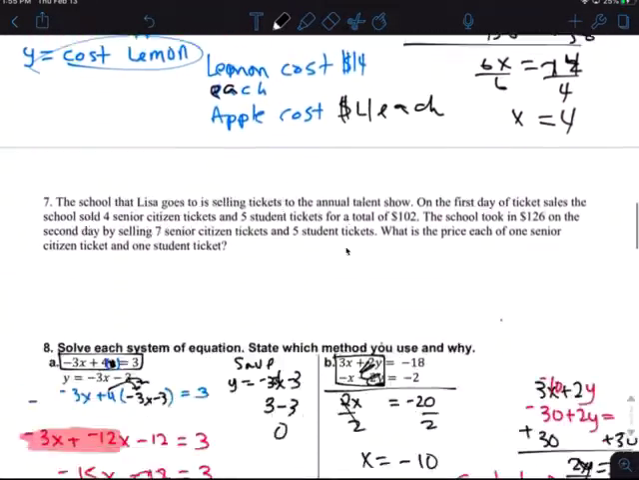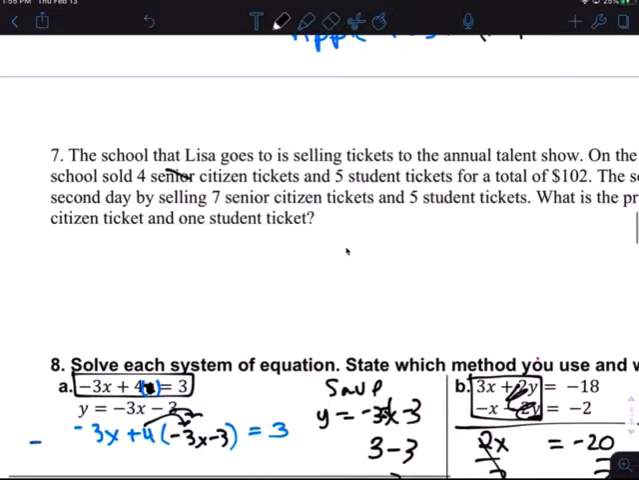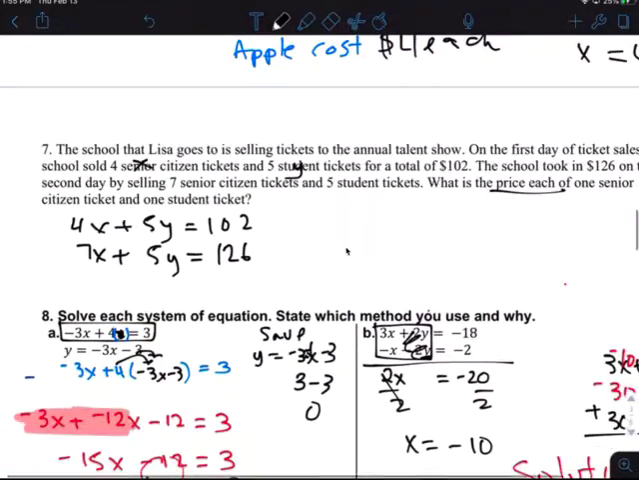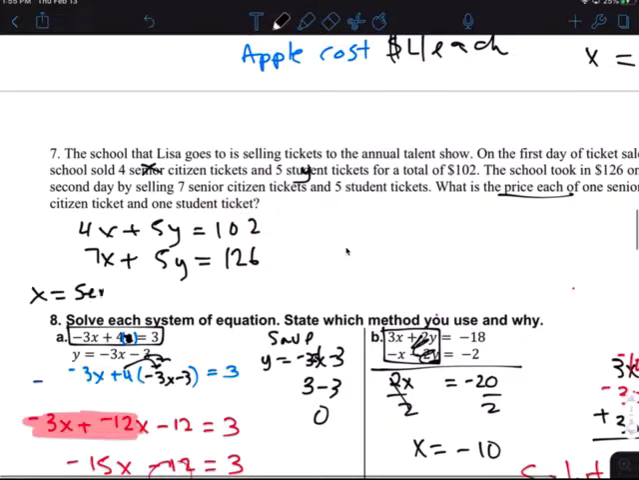And then this here, very similar, same thing. 4x plus 5y equals 102. And the other one is 7x plus 5y equals 126. Okay, and here they're looking at the price of each one. x is the price of the senior tickets, y is the price of the student tickets.